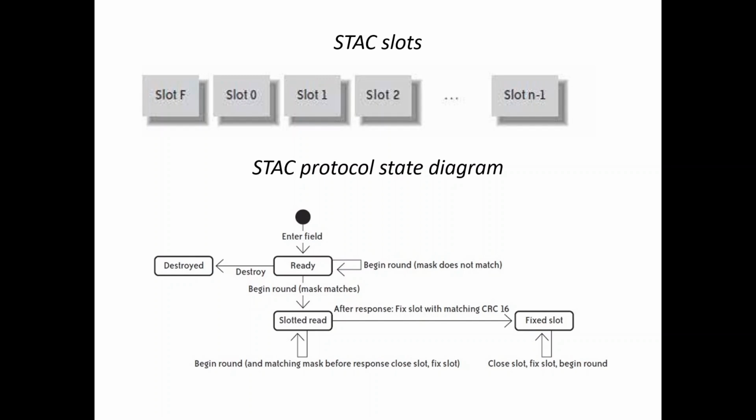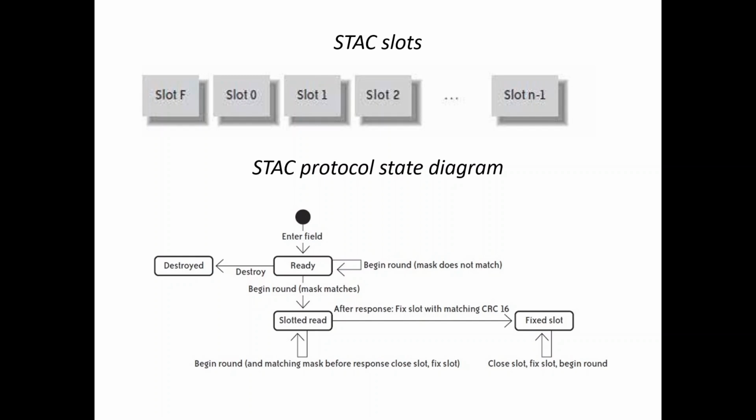Okay, the first one is STAC slots. Here the slots are numbered as slot 0, 1, 2 and up to n minus 1, correct? So the reader organizes the communication into these time slots. Each tag will pick a slot based on matching rules to respond. Okay, the next one is the protocol state diagram.